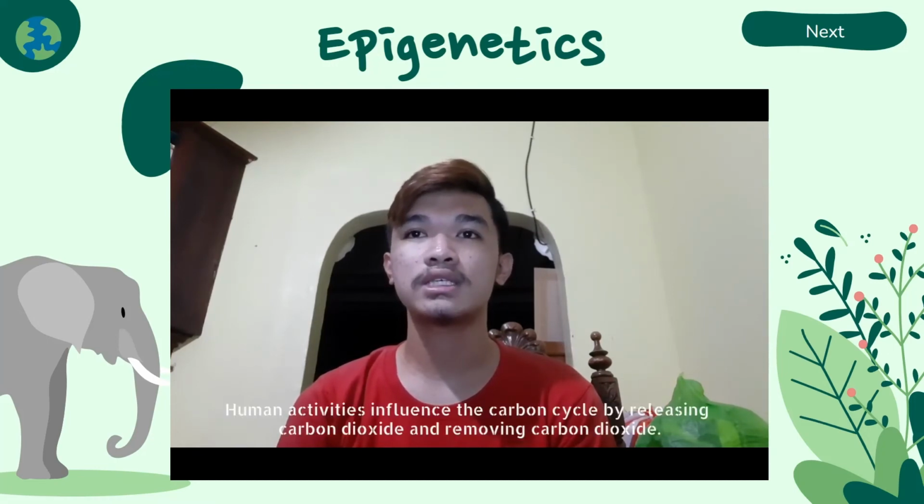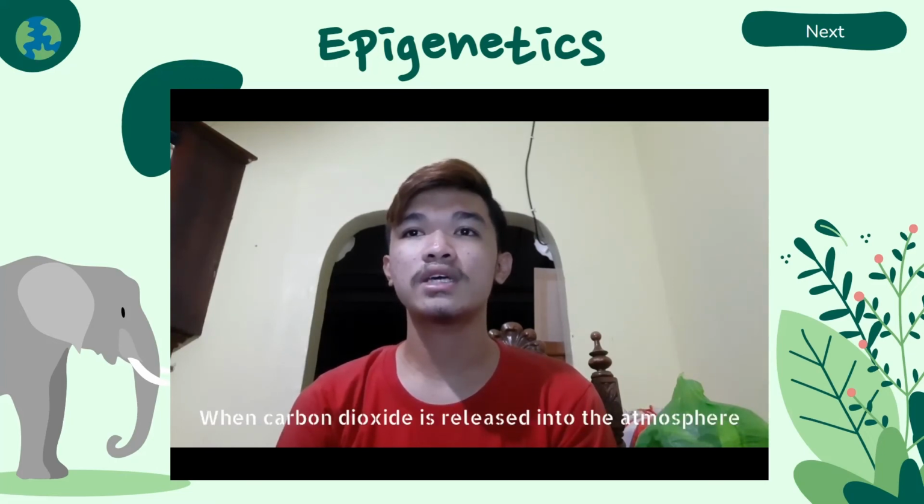Human activities influence the carbon cycle by releasing carbon dioxide and removing carbon dioxide. When carbon dioxide is released into the atmosphere or withdrawn from the atmosphere, it has an impact on the carbon cycle.